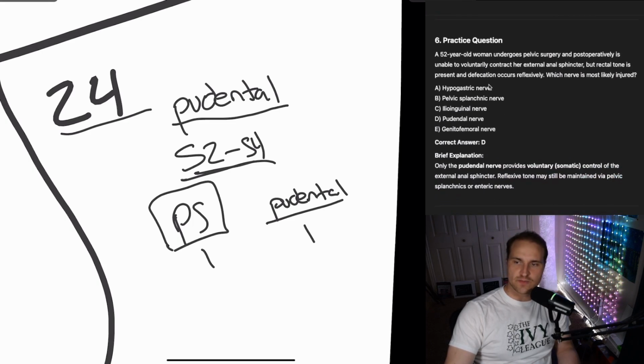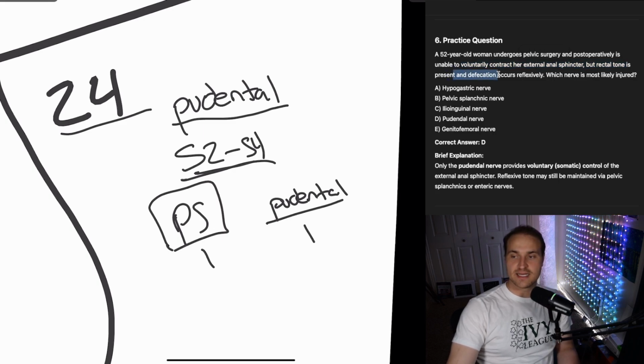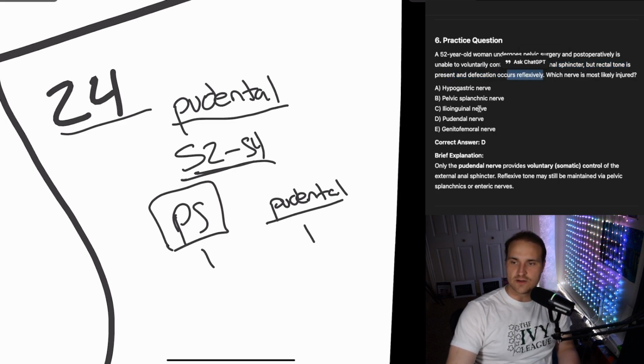So practice question: we have a 52-year-old woman who undergoes pelvic surgery and postoperatively is unable to voluntarily contract her external anal sphincter, but rectal tone is present and defecation occurs reflexively. So we know pelvic splanchnic is intact. Which nerve is injured? Answer, pudendal. Hypogastric controls your sympathetic function. Point and shoot, hypogastric: ejaculation, not somatic anal control, so it's not hypogastric.